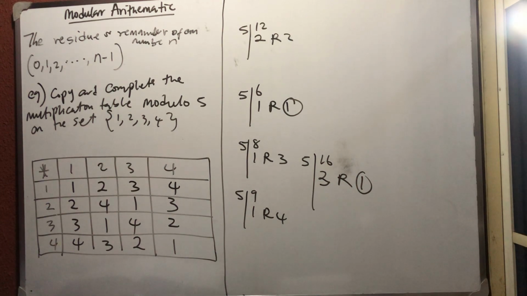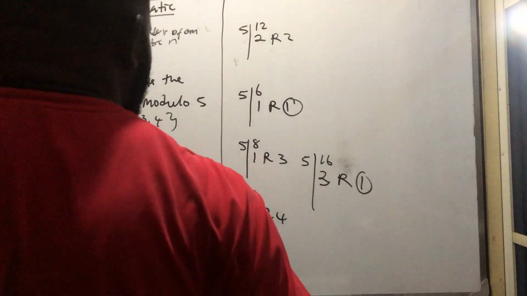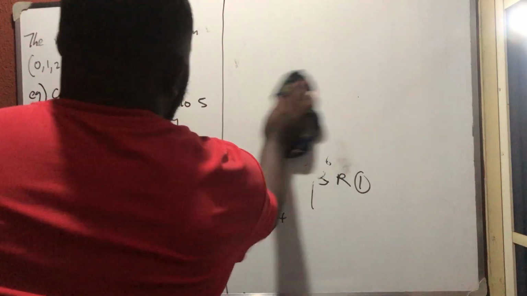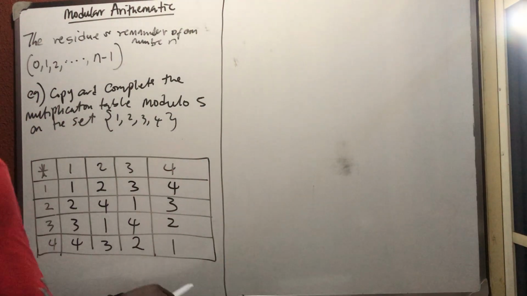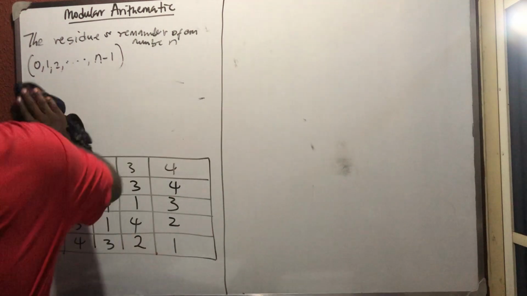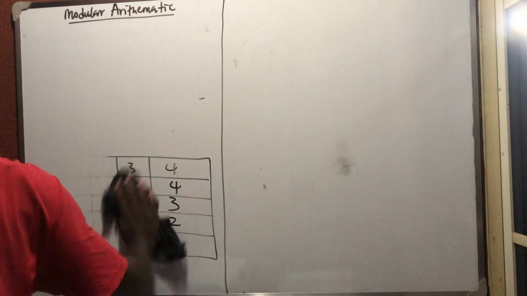So you see, modular arithmetic is very, very simple. It's simple mathematics. In fact, it's the mathematics of remainder. So let us do another example to help us get what we are saying perfectly.